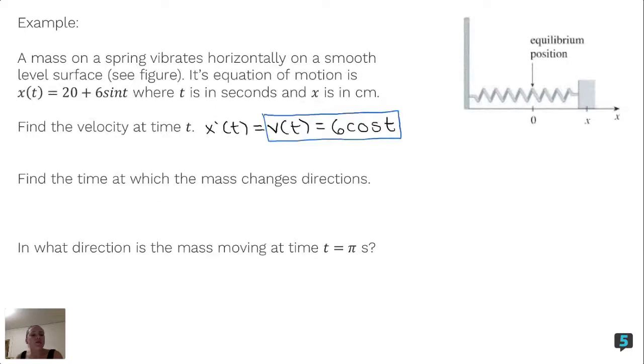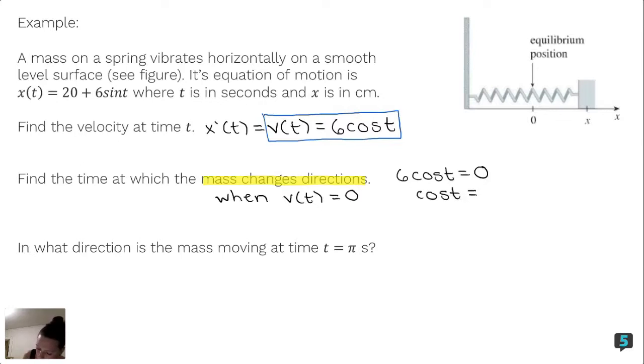Now, the second part says, find the time at which the mass changes directions. So it's important to know that the mass on our spring is going to change directions when my velocity equals 0. So I need to take that answer I got in the first part, 6 cosine of t, and set it equal to 0. Now, as I solve this, if I divide both sides by 6, I'm still going to get 0. So I'm really looking for when does cosine t equal 0.